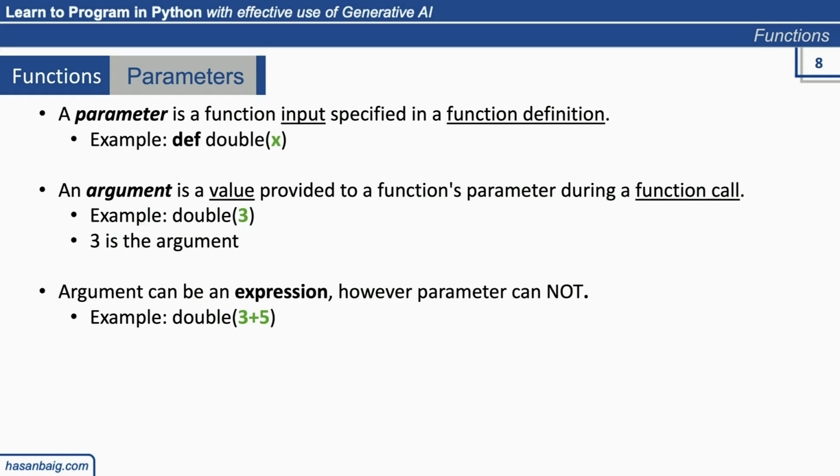However, you can pass something like 4 plus 2, or 4 plus, let's say, a, assuming that a has been defined somewhere in your code. So an argument is the right hand side of an assignment statement, and the right hand side can have an expression, not the left hand side.